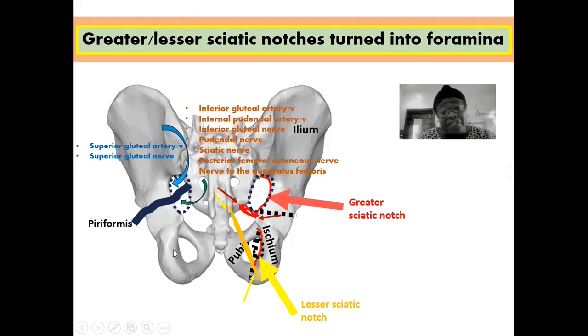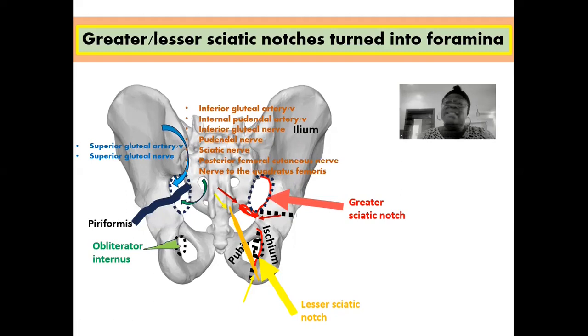Then going to the inferior region, we have the lesser sciatic notch, which is also transformed into the lesser sciatic foramen. This is what is carved out here in dotted black. This lesser sciatic foramen that is created at this lower region is also seen to allow for the passage of some structures. The first structure seen to pass through the lesser sciatic foramen is the obturator internus. So you have fibers of the obturator internus muscle passing through the lesser sciatic foramen.